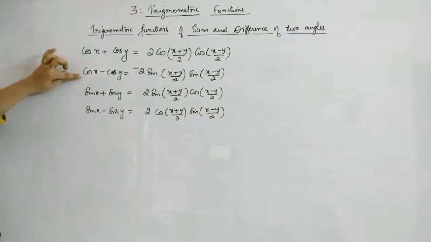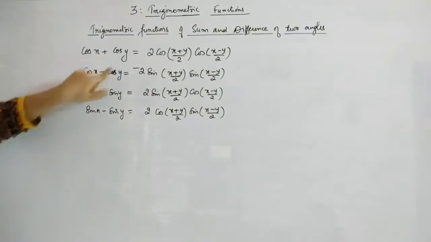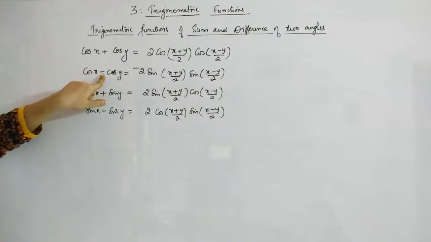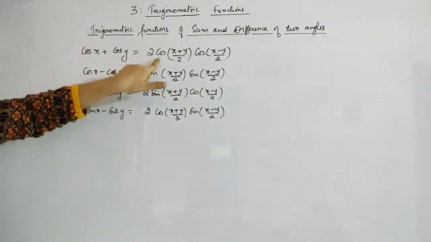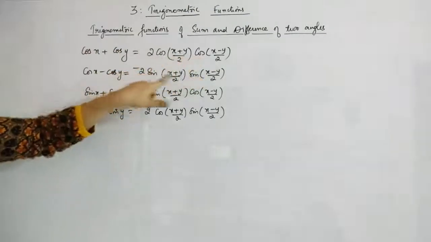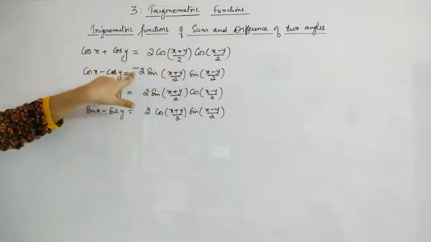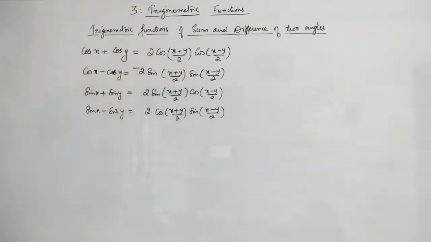Now for the second one, when you have same cos x and cos y, but in between you have negative sign, the thing which you are getting is opposite of that. That means you had here cos and cos, you will have sine and sine with the same angles, but you have a negative sign also. That means cos x minus cos y will be minus 2 sine of x plus y by 2, sine of x minus y by 2.